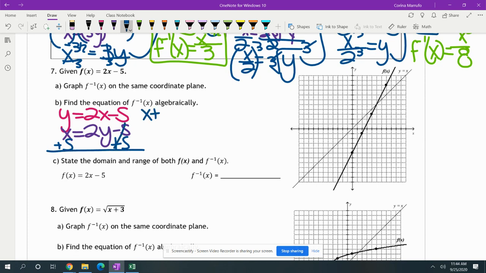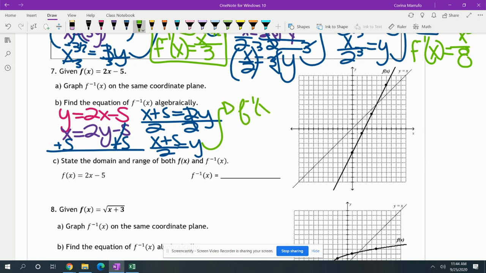So we get x plus 5 equals 2y. Then our last step to solve for y is to divide by 2. So we get x plus 5 over 2 equals y. And our last step is to replace y with f inverse of x. So f inverse of x equals x plus 5 over 2. All right, then from there, this is what goes here. f inverse of x is x plus 5 over 2. And we're going to go ahead and graph this.